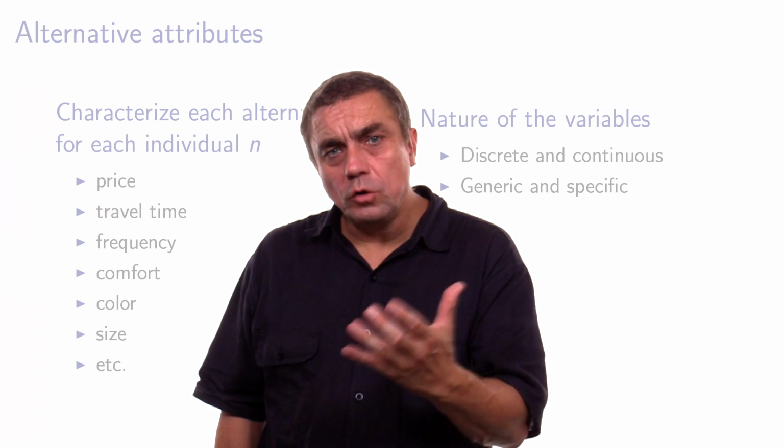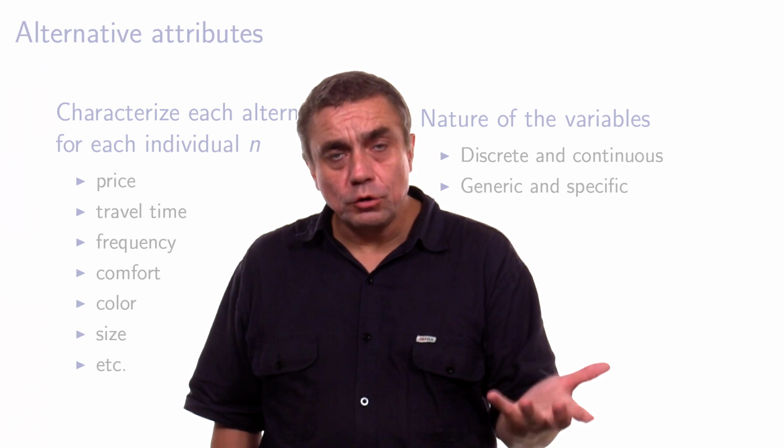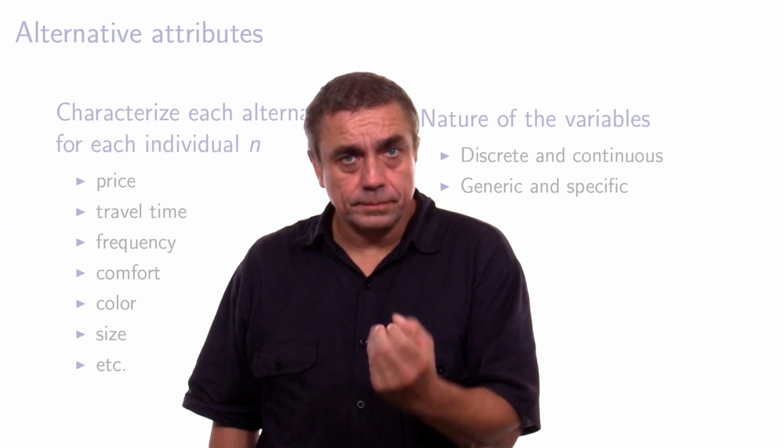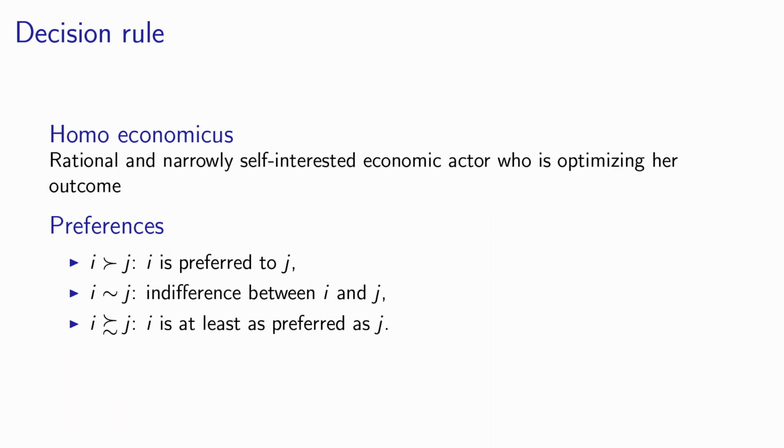Now let's see how we put all of this together in order to come up with a decision, a choice. The theoretical foundations of choice modeling are rooted in microeconomics. Therefore, the first assumption that we will make is that individuals are actually Homo economicus. A Homo economicus is an abstract individual who is supposed to behave in a way which is rational and narrowly self-interested. The objective of this Homo economicus is to optimize their outcome. So this is the first assumption.